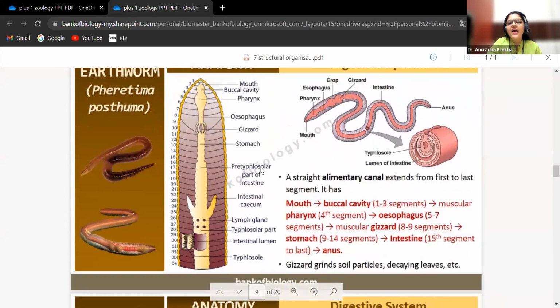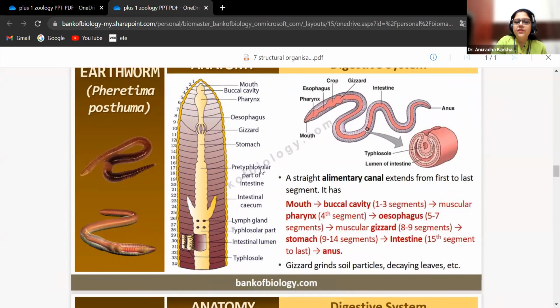Digestive system. A straight alimentary canal extends from the first to the last segment. It has a mouth, like ours, followed by the buccal cavity. To make things easier, see here the segments of the buccal cavity are given. It lies in segments 1, 2, and 3, followed by the muscular pharynx. It is similar to ours, isn't it? Mouth to buccal cavity to pharynx, pharynx to esophagus. Doesn't it sound similar? Only the segments are important. So buccal cavity is 1 to 3, pharynx is the 4th segment, esophagus is 5 to 7.